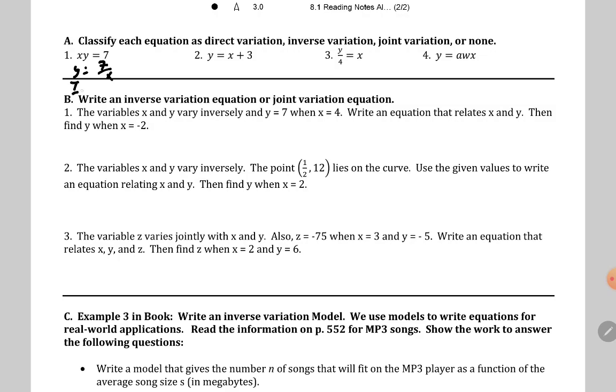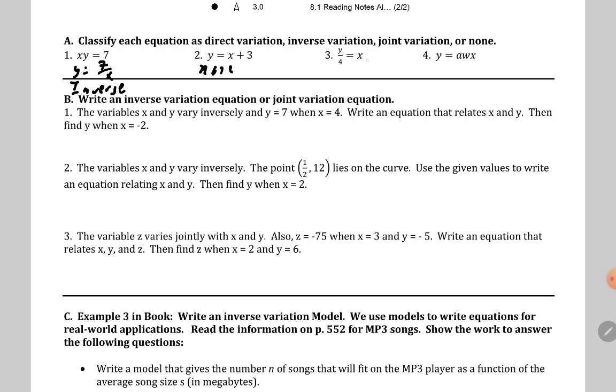So this is an inverse variation. The second one is a simple y equals mx plus b. It's just a line. There is no direct variation, inverse variation, or joint. So this is considered none.